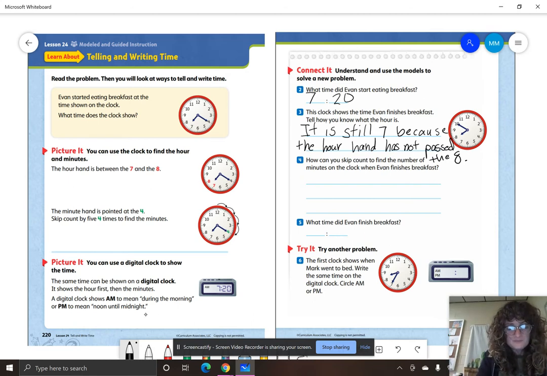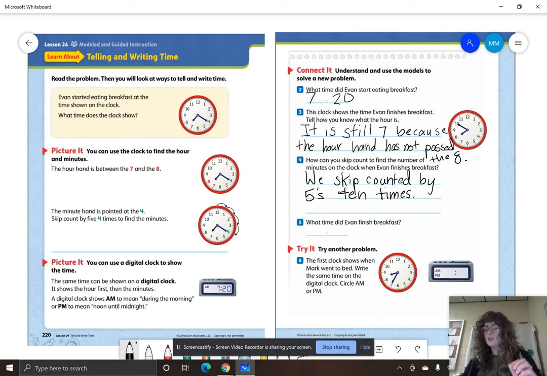So we can say we skip counted by 5s 10 times.